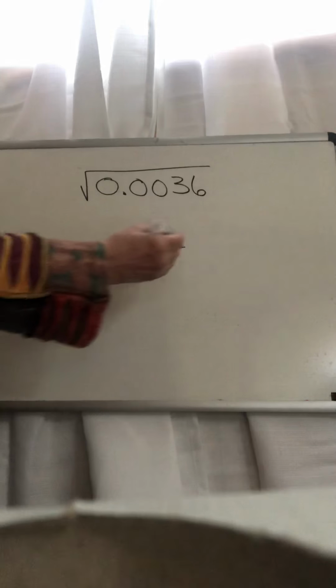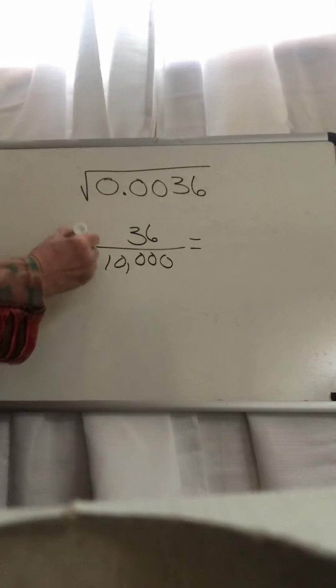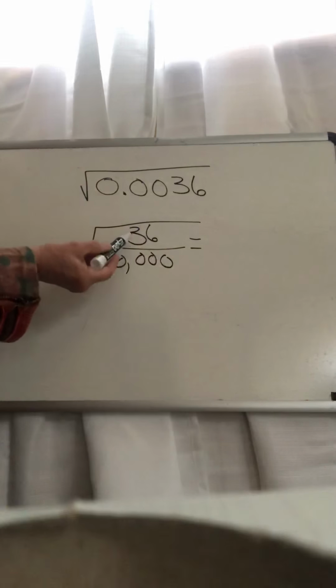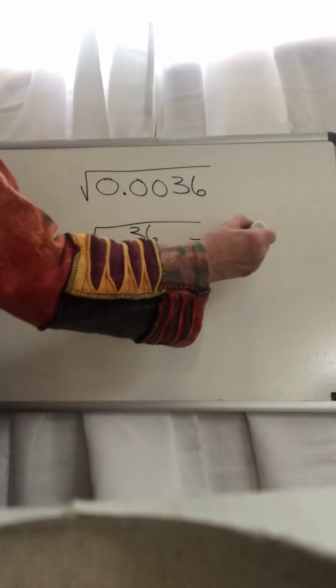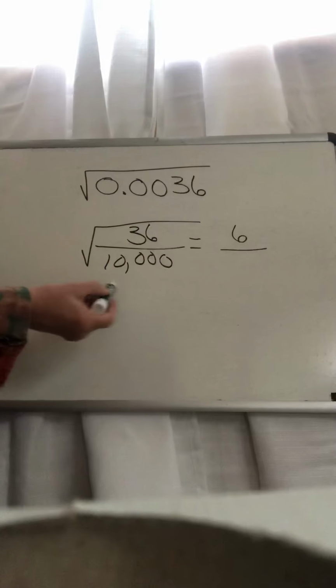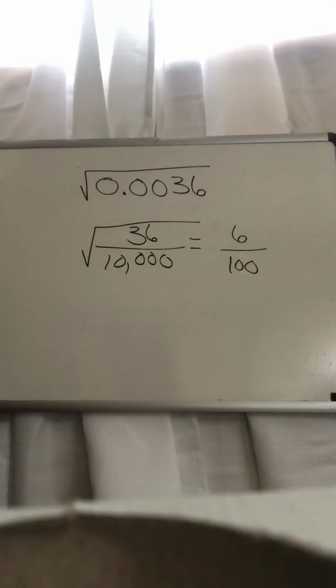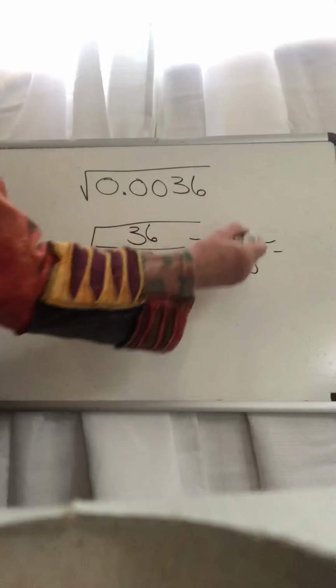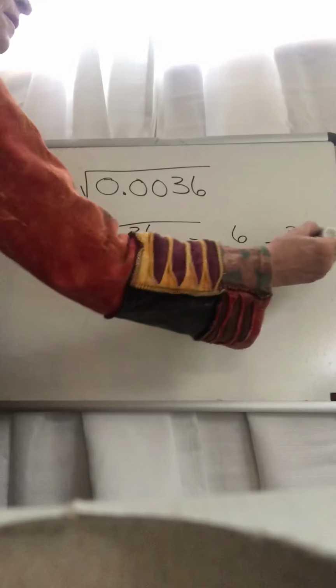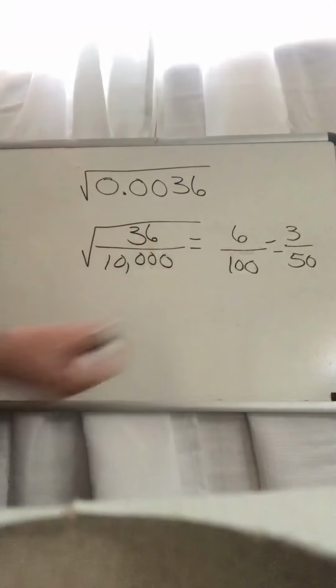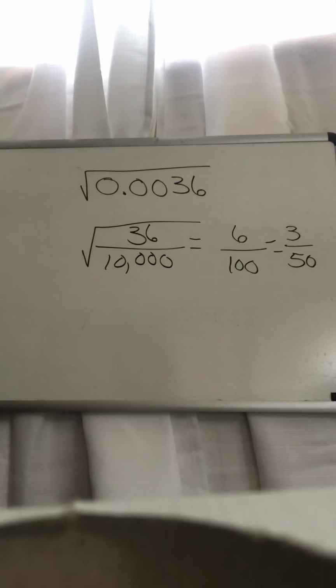And then we could reduce this by finding the square root of 36 and the square root of 10,000. And then we could reduce that, dividing both of those by 2, and we would have 3 over 50. Okay.